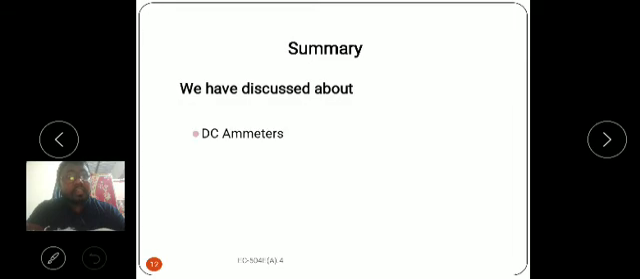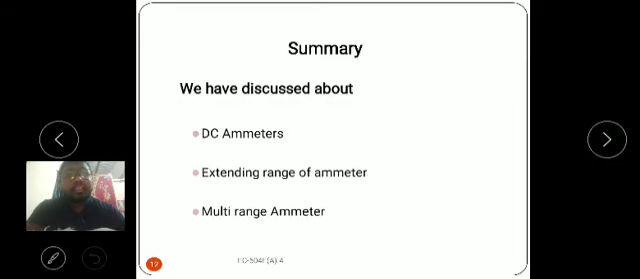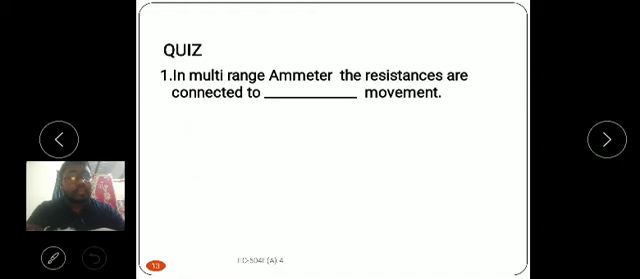This is already in this particular topic I explained: the DC ammeter, what is a DC ammeter, the extending range of the DC ammeter and the multi-range DC ammeter. Based on this, we have some questions. Please try to understand by these questions.